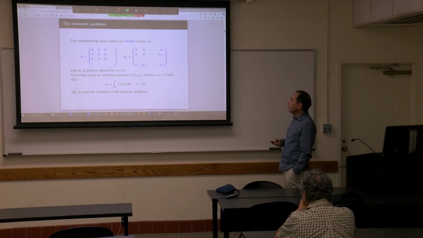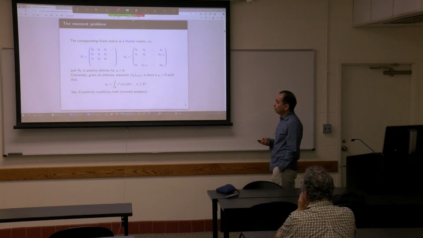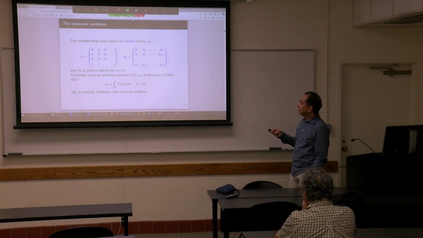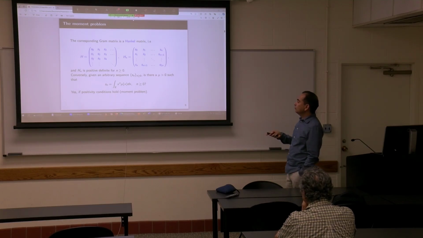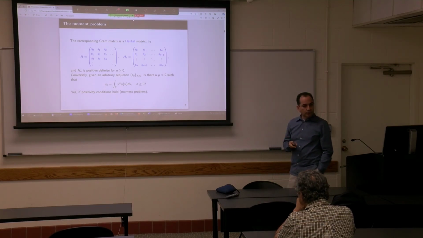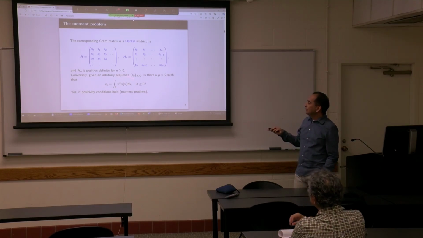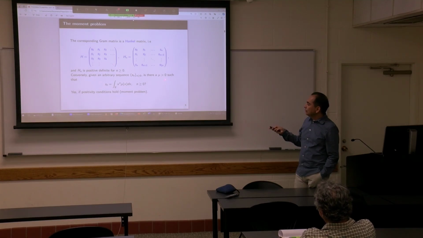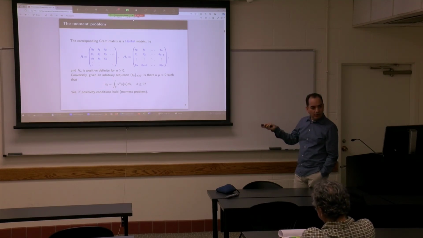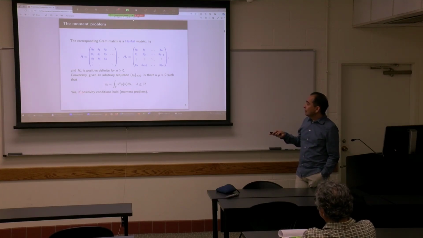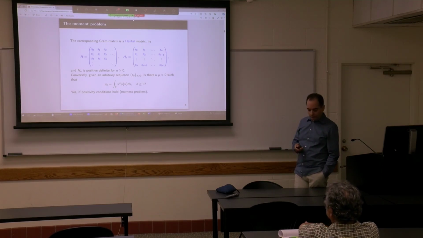We can consider the Gram matrix associated with those moments, which are Hankel matrices like this. And it's very easy to prove that when the measure is positive, then all of these matrices are positive definite. We can also ask a converse question: given any arbitrary sequence of moments, is there a measure such that those are the moments for that measure? And the answer is yes, if some positivity conditions in this matrix are satisfied. And this is known as the moment problem.